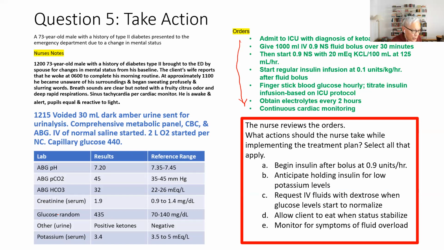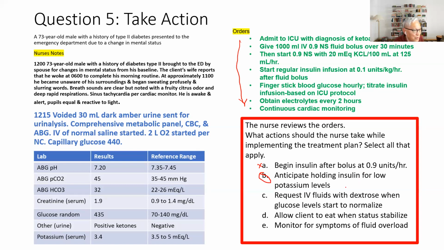Letter A is incorrect. And do you remember why letter A is incorrect? We would not do this because you have to do the potassium first. Yes, very good. Excellent. I love it. Okay. So you want to correct the potassium first before you give insulin, because otherwise you're going to kill the patient. So you anticipate holding insulin for low potassium levels.